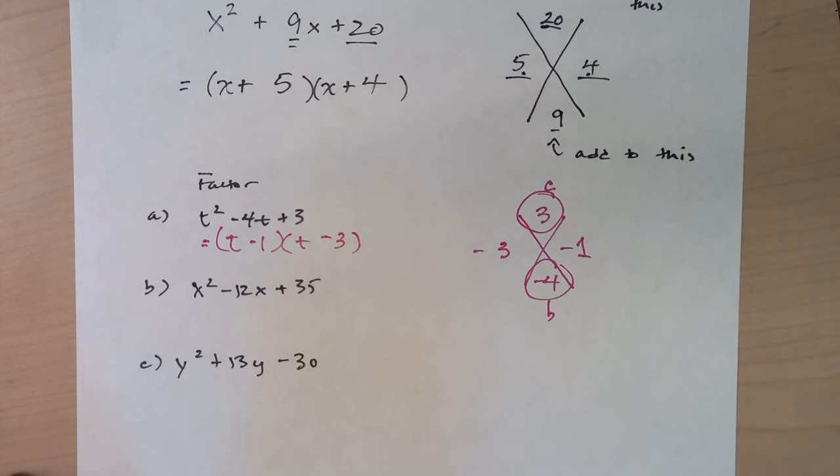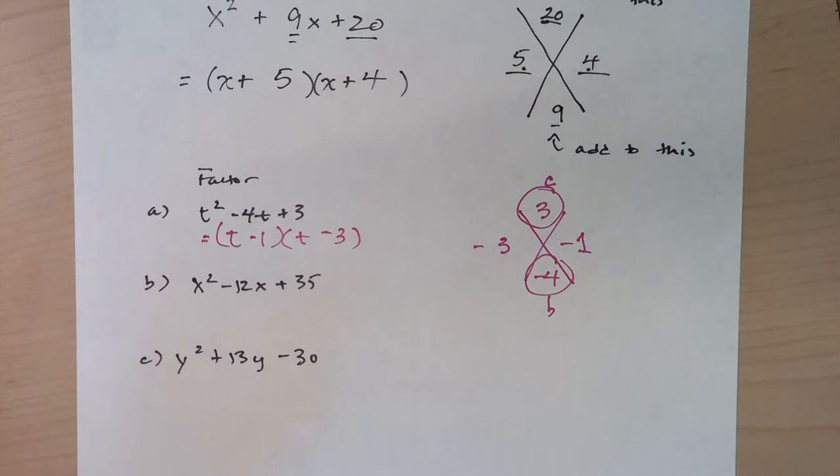Be careful about what your variables are. Sometimes if I give this problem to a student, they would write x minus 1 times x minus 3. At least they're getting the right idea, but the variable is t.